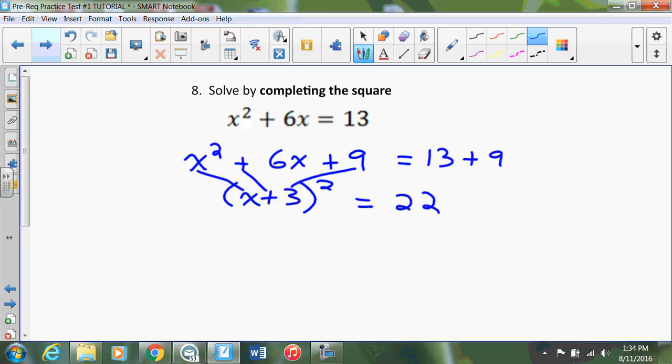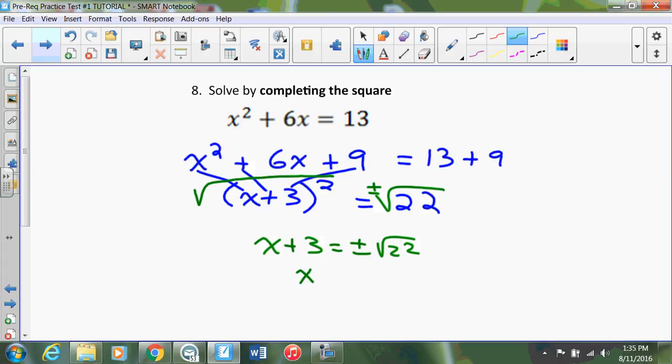And then I kind of made a mess up here, but let me switch colors. So we'll do the square root to get rid of the square. And I'm going to remember, as soon as I do the square root of both sides of the equation, I'm going to put a plus or minus in front. So I bring that down, x plus 3 equals plus or minus root 22. Root 22, that's 2 times 11. I can't simplify that root. Certainly not a perfect square, so it has to remain that way. I'm going to subtract 3 from both sides. And that is my answer there.